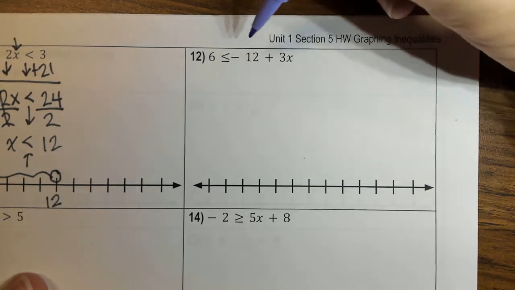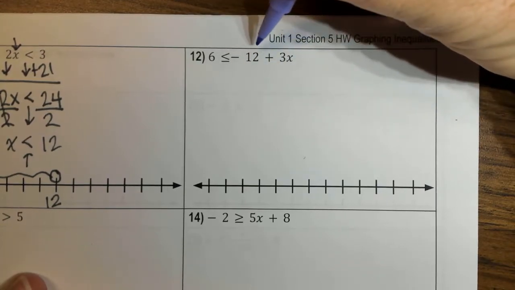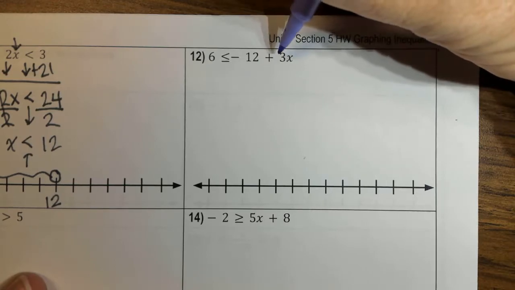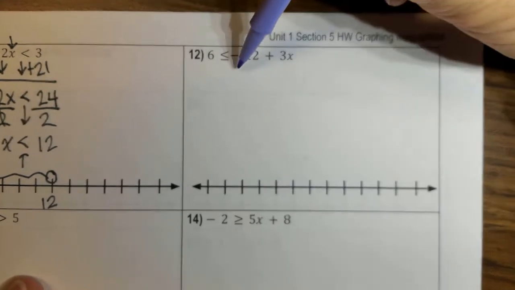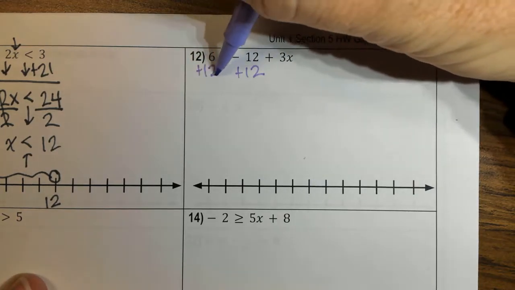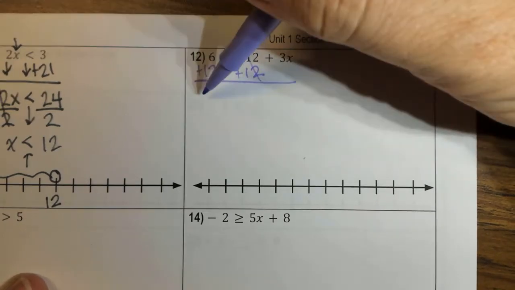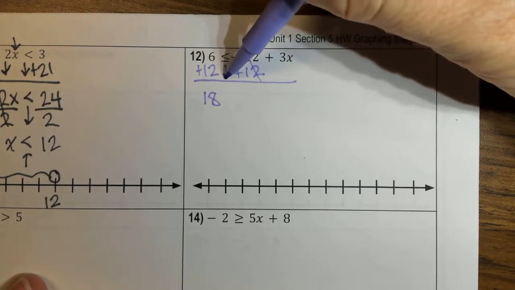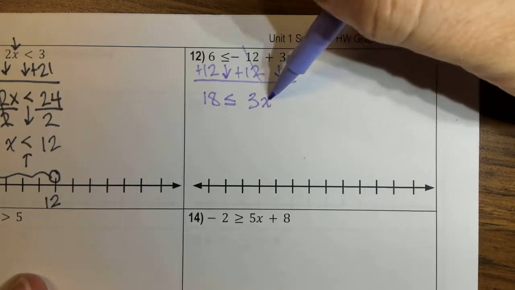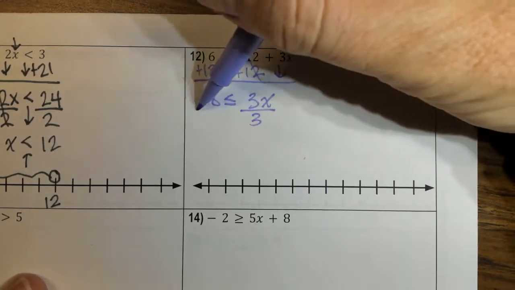Similar thing, right? I have my x with a number, and I have another number. So I have to get rid of the number first, so I move the number over and then divide, okay? So because it's minus 12, it's now plus 12 on both sides. So I have 6 plus 12 is 18. Bring down my sign, bring down my 3x. And now to get rid of the 3, I divide.